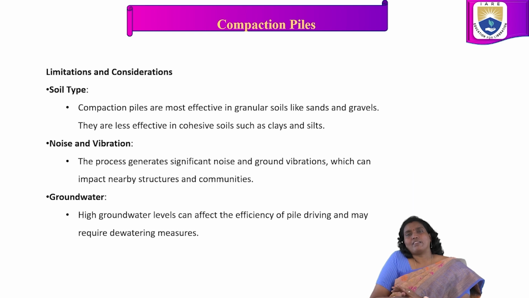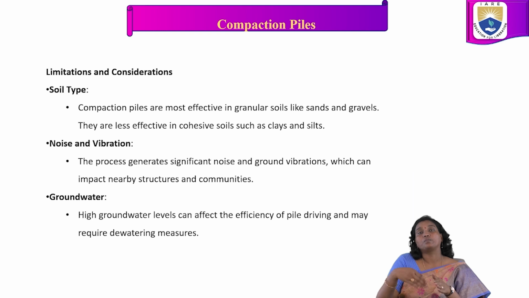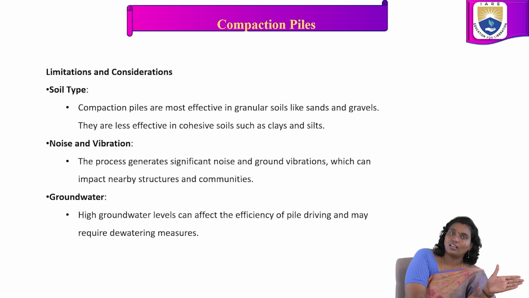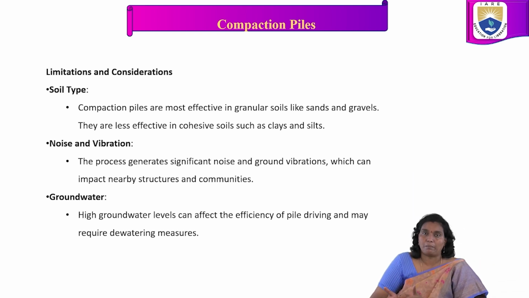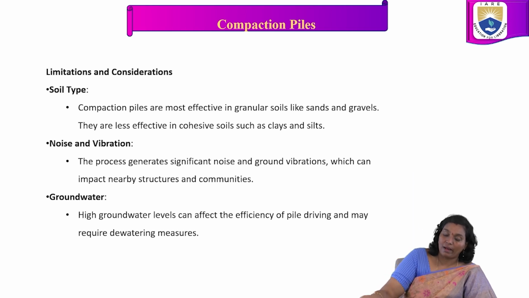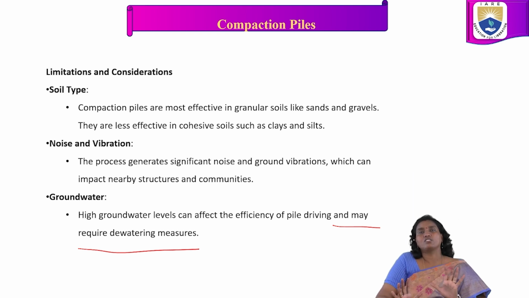So it depends. Whenever we are using compaction piles and the water table is high, the groundwater levels can affect the efficiency of the pile driving and may require a dewatering process. It means we are using two different techniques: for dewatering, we use one technique, and we also have to use the compaction pile technique for improving the ground quality. So high groundwater levels can affect the efficiency of the pile driving and may require dewatering measures. These are all the things which we have to understand in compaction piles.